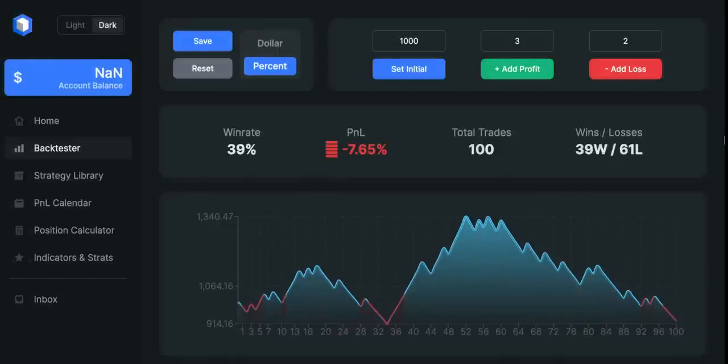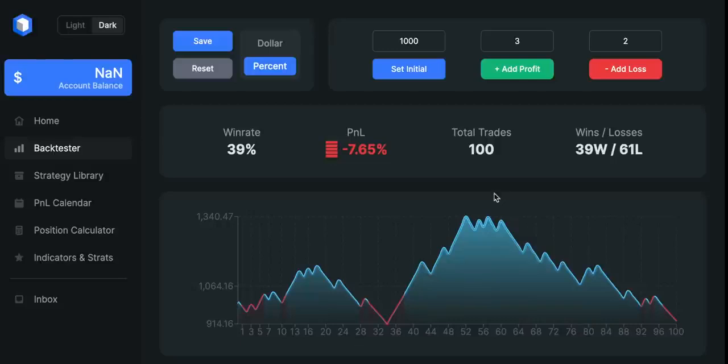Okay, so after testing this strategy 100 times, we see the win rate is not anywhere near 95%. It's only 39%, and we decreased our account size by 7.65%, which is definitely something we do not want to see. And take a look at this equity curve. It's all over the place.